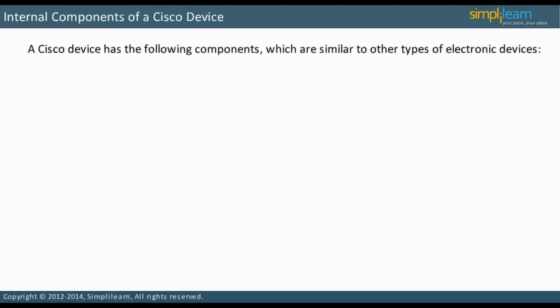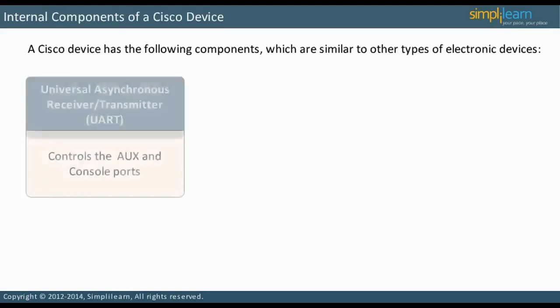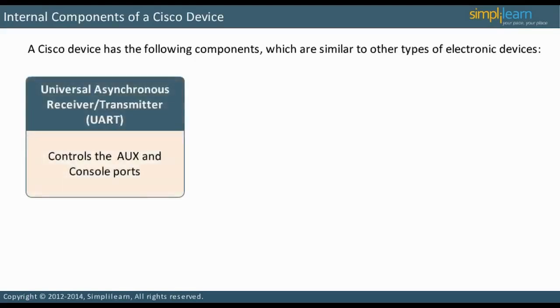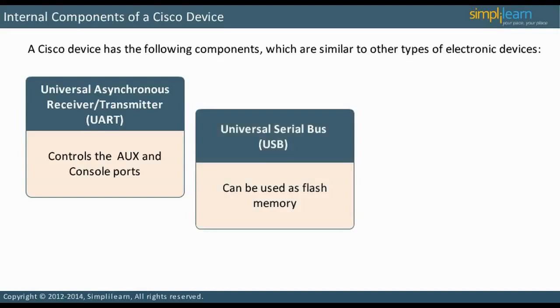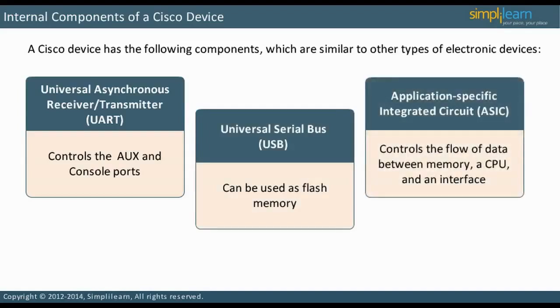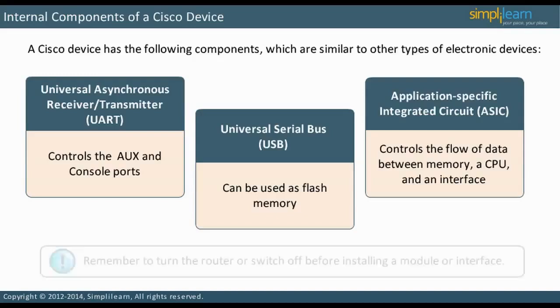A Cisco device has components similar to other types of electronic devices. It has a universal asynchronous receiver transmitter, UART, which controls the AUX and console ports. There may be one or two universal serial bus, USB, ports, which may be used as flash memory. For a switch, an application-specific integrated circuit, ASIC, controls the flow of data between memory, a CPU, and an interface.